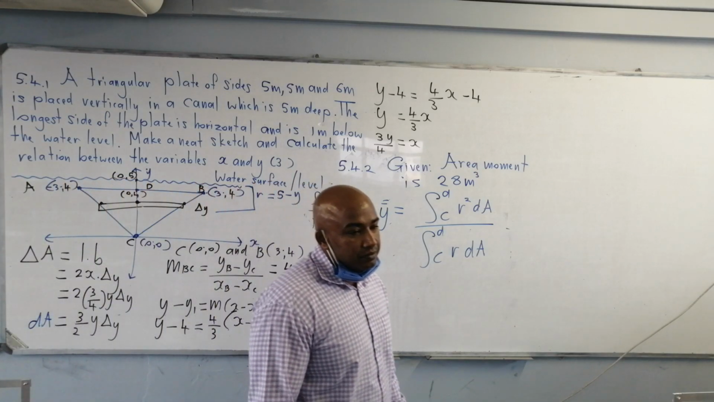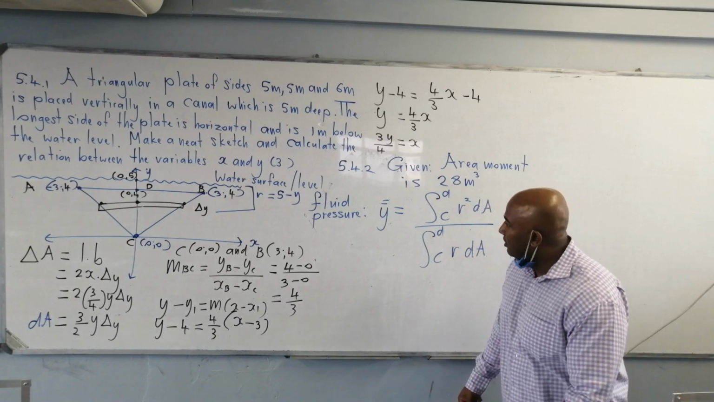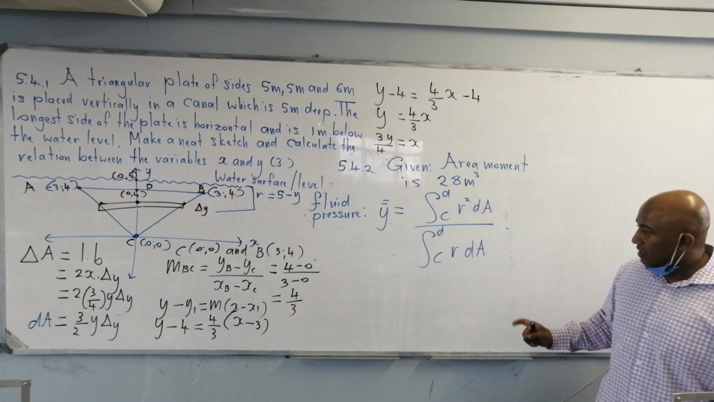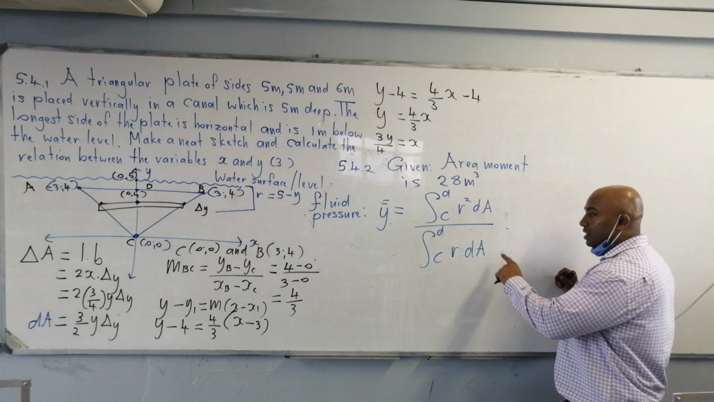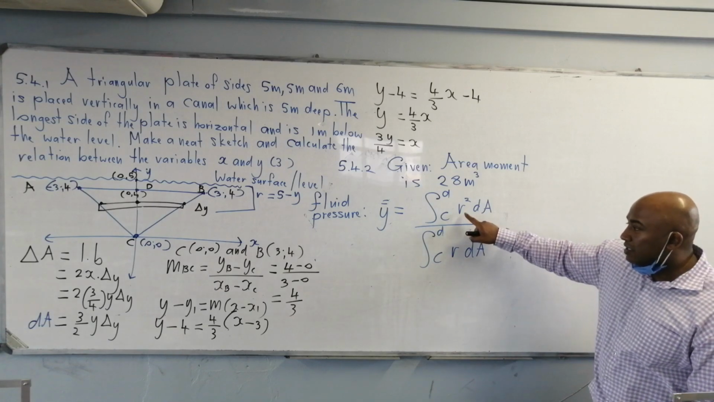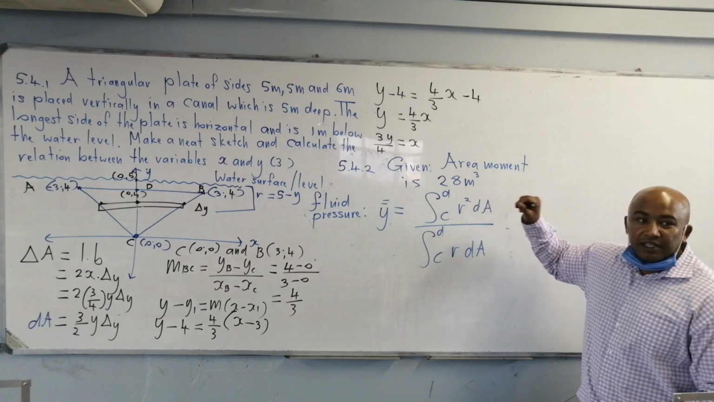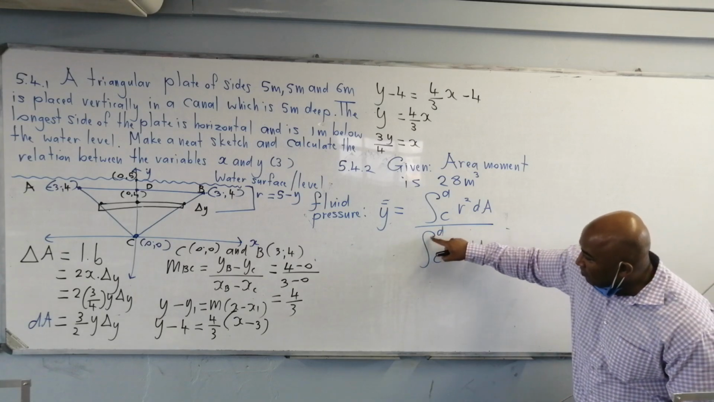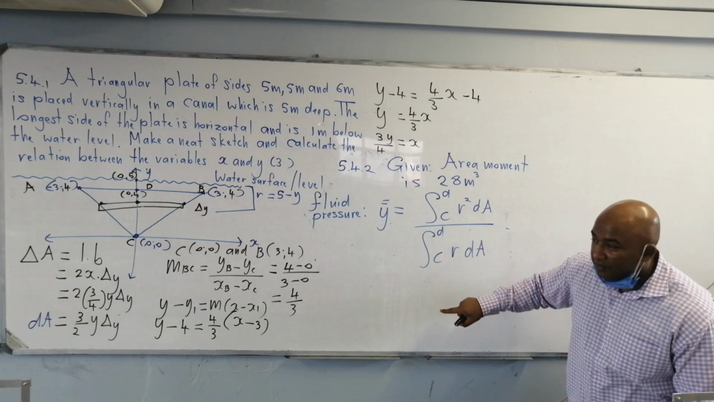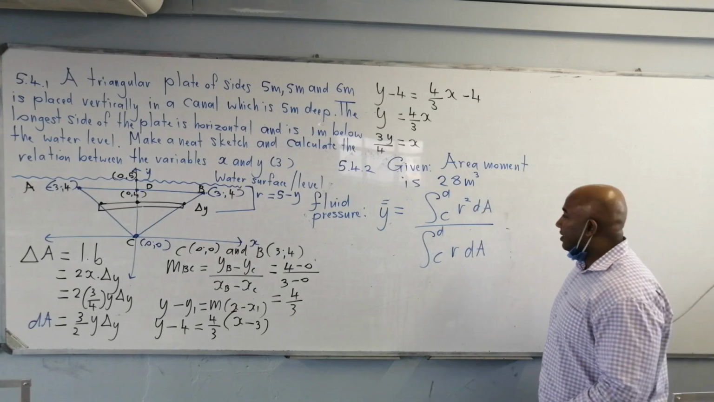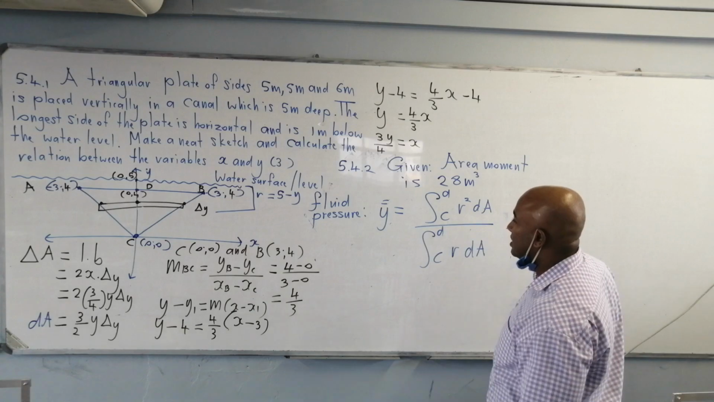Now, we were given the area moment. Which is the area moment? This is the first moment of area or area moment. And where you see the R squared, that is the second moment of area. Okay, so we don't have to work out the denominator because we're already given the answer here. Can you see that? Alright, so we will work out the second moment now.